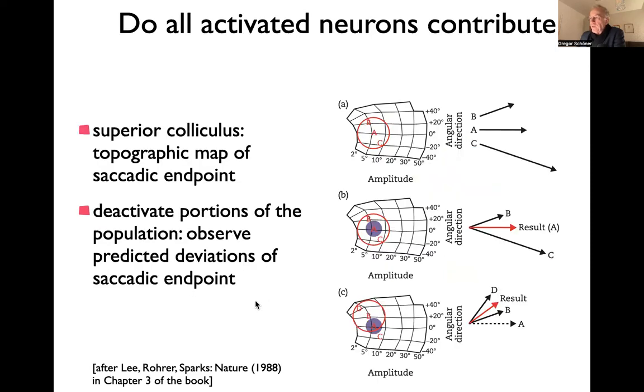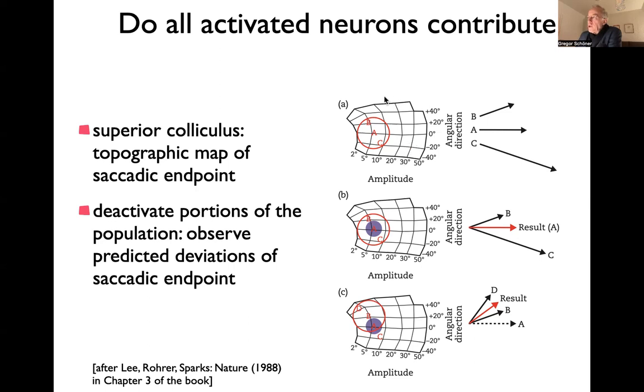And this is one of the very few examples. The original study that really established this was by David Sparks' lab in saccadic eye movements, where you find similar tuning. So neurons are tuned to particular saccadic endpoints. So go over this area. This is a particular layer in the colliculus, superior colliculus.